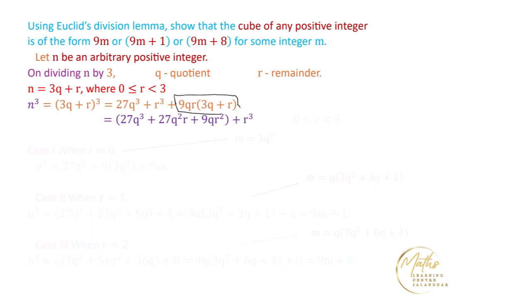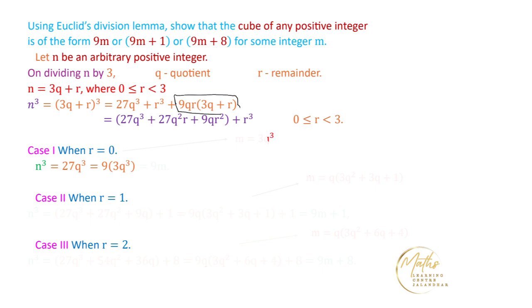The condition we have is that r is greater than or equal to 0 and less than 3. So again we have three cases. The first case is when r is equal to 0, the second when r is equal to 1, and the third when r is equal to 2. Substituting r equal to 0 in this value of n cube, we get n cube equal to 27q cube, which we can write as 9 times 3q cube.